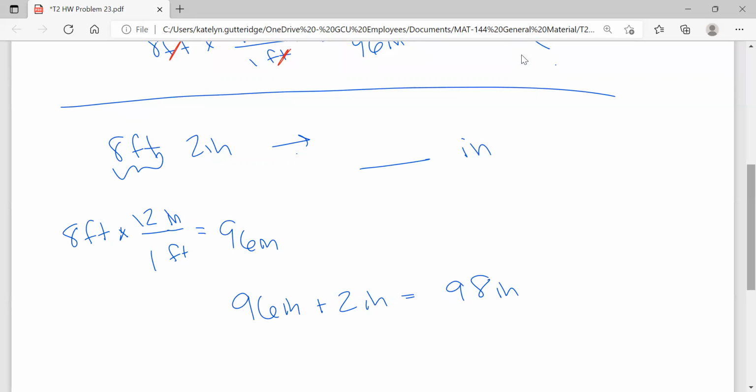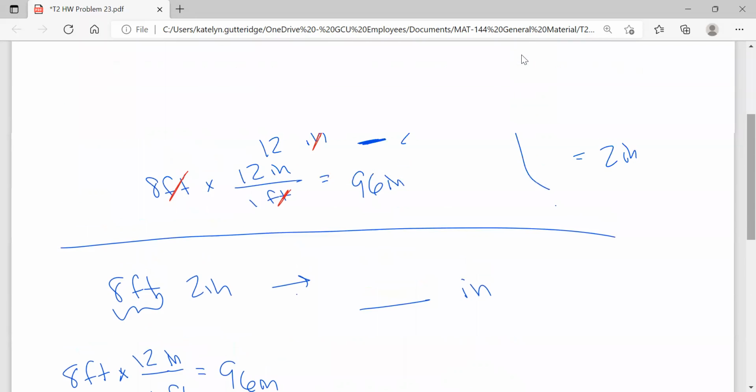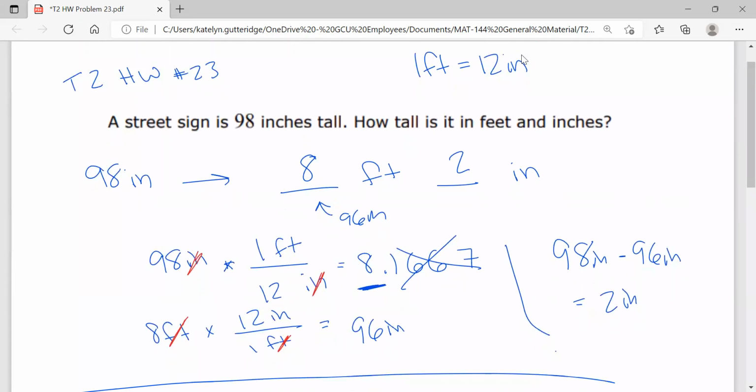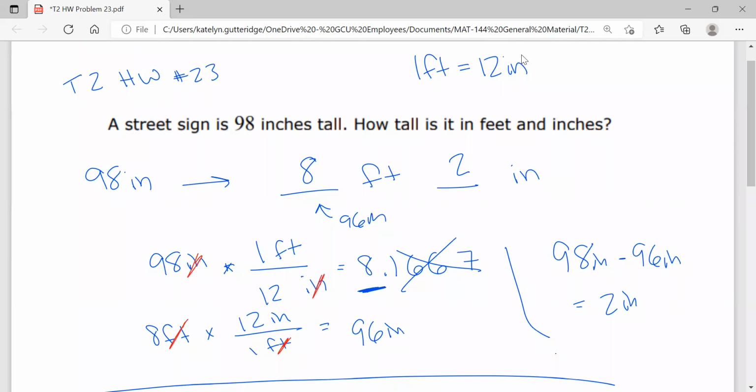Okay, so let me recap here. If you start with the total number of inches and you need to break it down to feet and inches, you start by dividing by that 12, get out your whole number, that makes your number of feet. Figure out how many inches are represented in that 8 feet, subtract that off of the 98, and that gives you how many inches are left over to go for your inches spot.